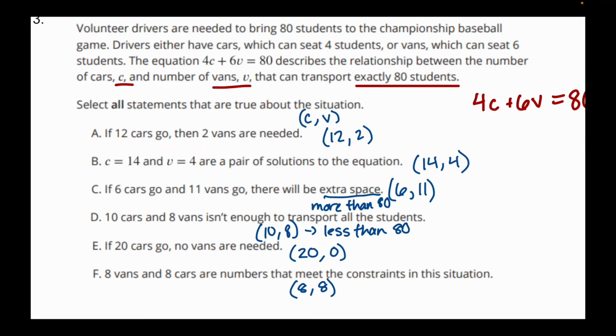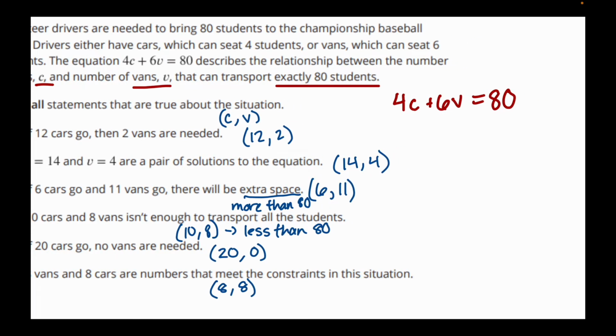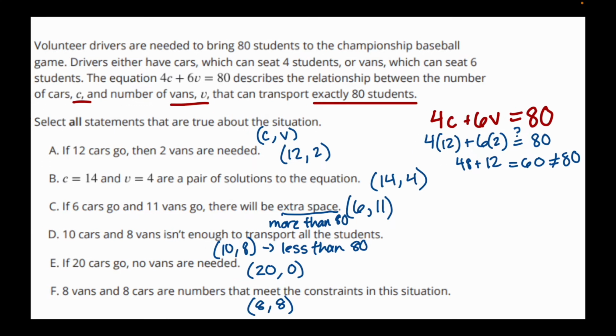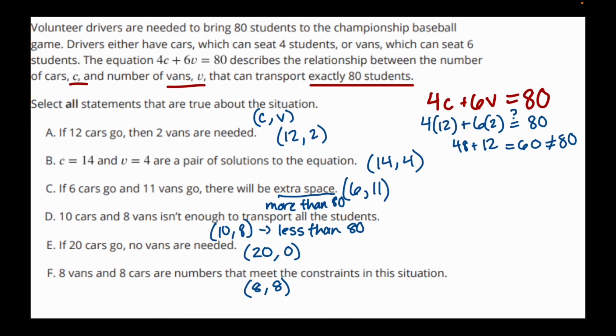But we're going to do the same idea. We're going to plug them in here, plug in values for C and V. So this would be like 4 times 12 plus 6 times 2. And we want to see, is that equal to 80? Well, 12 times 4 is 48, plus 6 times 2 is 12. This is going to give us 60, which is not 80. So it doesn't work. And we're going to repeat that same process.